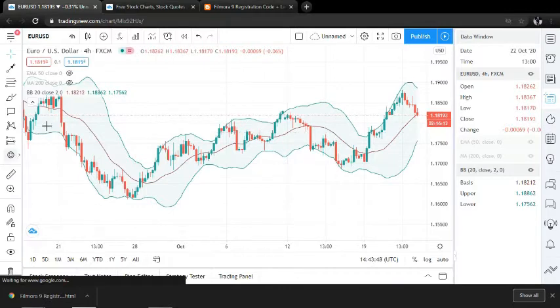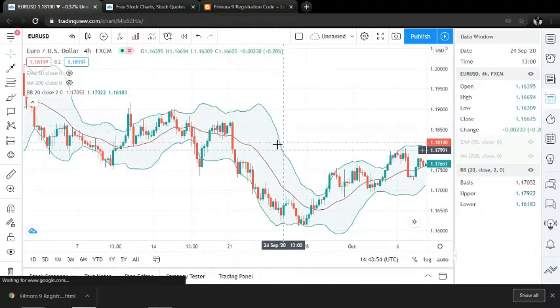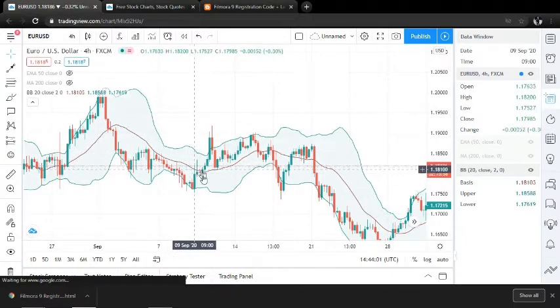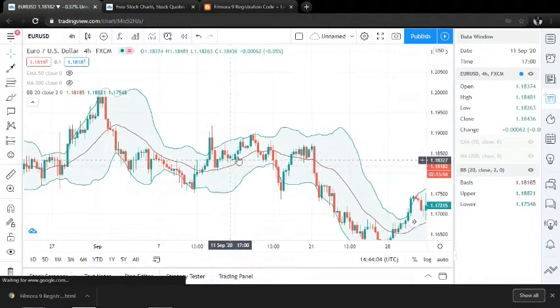So we can say this middle band here acts as support and resistance to a point. For example, if we look at it from this place, you would see that price was not able to break through this middle band. Then when it broke through, it acted as support and resistance.